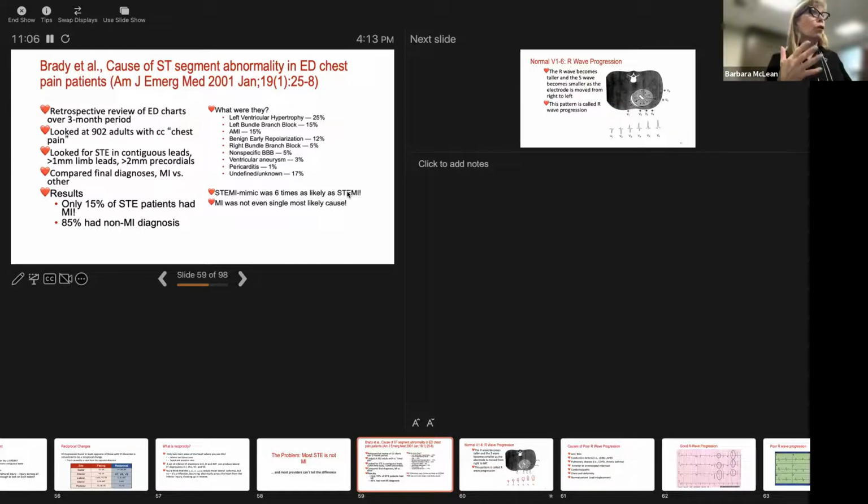MI is really a low percent of this. Only 15% of patients with ST segment elevation have an MI. 85% have a non-MI diagnosis. So that means if you're in the ICU, not in the ED, and you have a patient post-cath, a patient post-CABG, or a medical patient who might have some risk factors for STEMI, and you're looking at ST segment elevation in V1, V2, V3, first rule out the two easiest things: left ventricular hypertrophy and left bundle branch block.